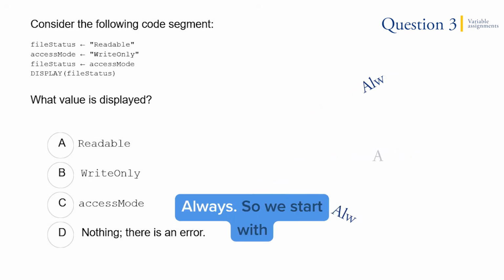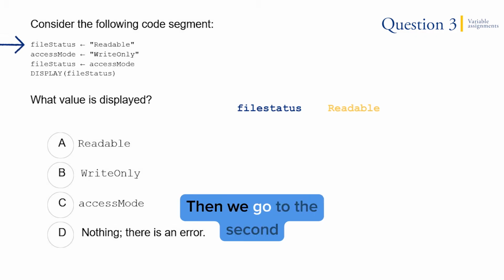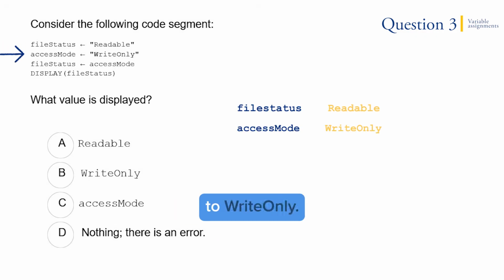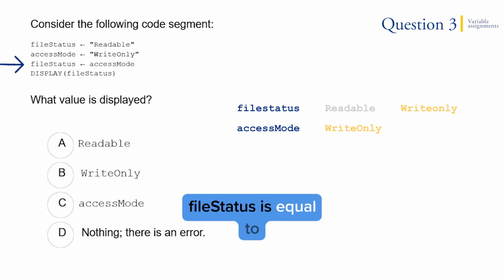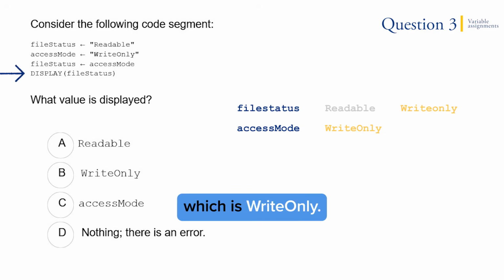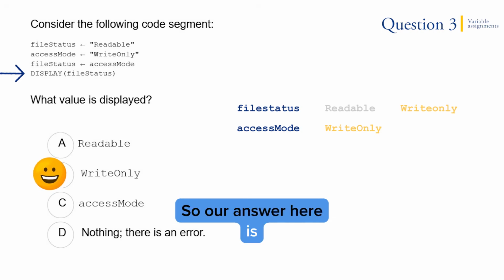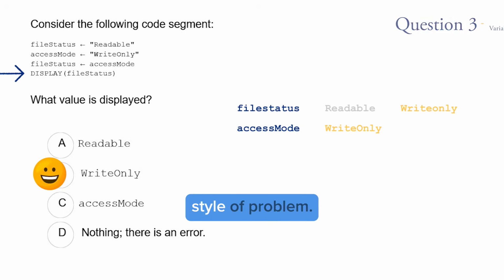Write it down always. So we start with the first line, file status is equal to readable. Then we go to the second line, access mode is equal to write only. The third line says the file status is equal to whatever access mode is, which is write only. And then we display file status, which is write only. So our answer here is B. And this process of writing it down is how we solve all of this style of problem.